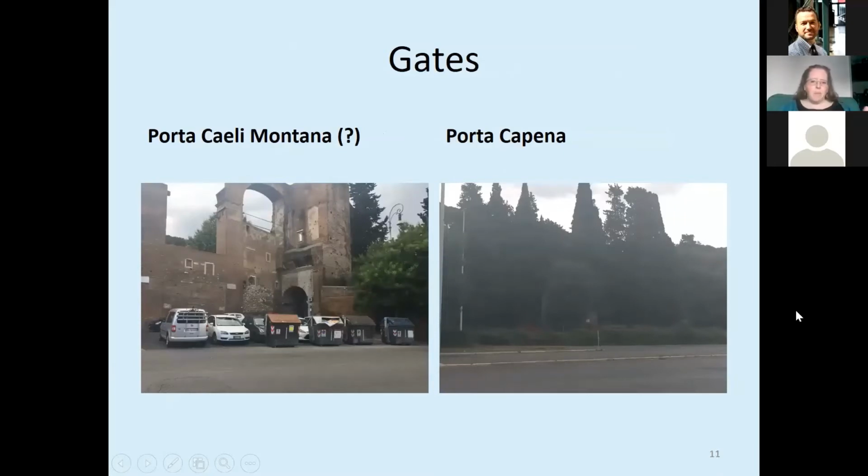And then I've got a couple other pieces of gates. This one might be the Porta Capena, this arch here, which was built into later imperial buildings. Again, we're seeing them absorbed by the later buildings.